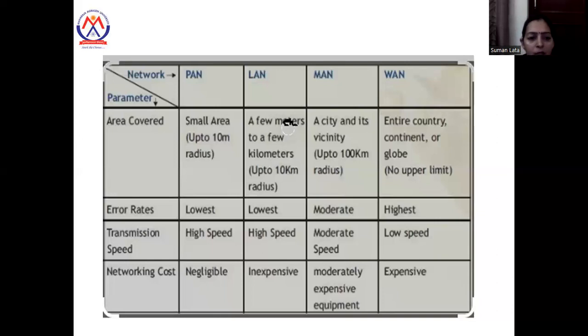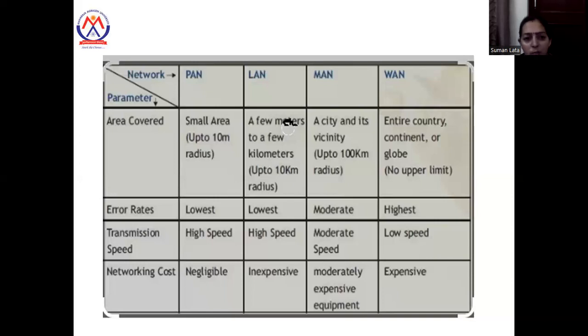And the second parameter is error rates. In PAN, there are lowest errors. In LAN also there are lowest errors because the area covered is small, so chances of error occurring is lowest. But in MAN, error can be moderate. But because WAN is a global network, entire country or continents are connected in WAN, here chances of error is highest. So error rates are highest.